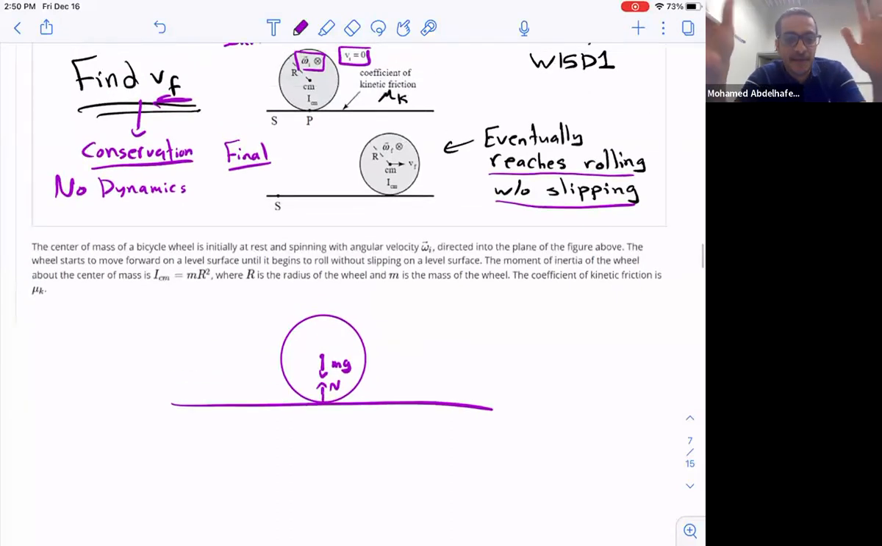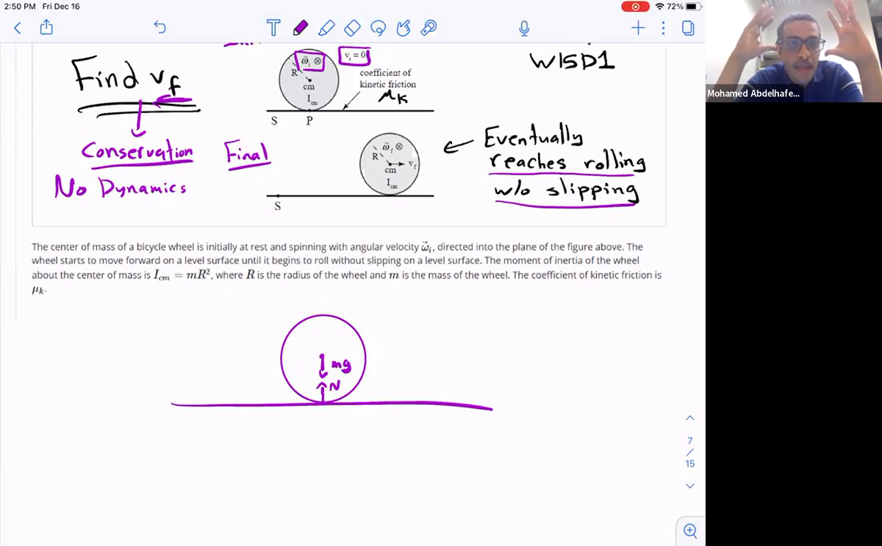And then I'm drawing the free body diagram at a general point in between the initial and the final stage. So should I have kinetic friction or static friction? What do you think? Kinetic or static? Right. So I got mixed responses, which is fine. We're learning this, okay? We're internalizing this.